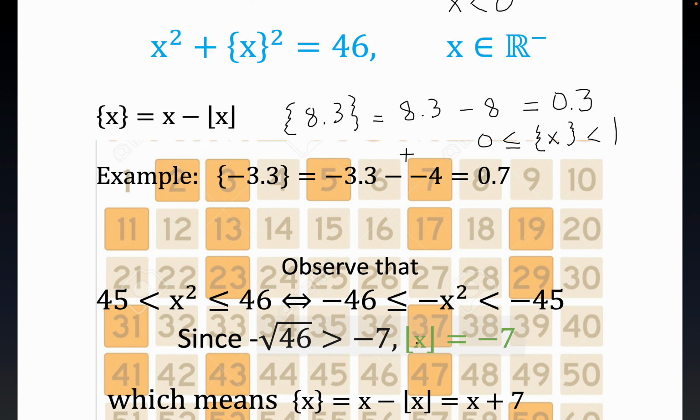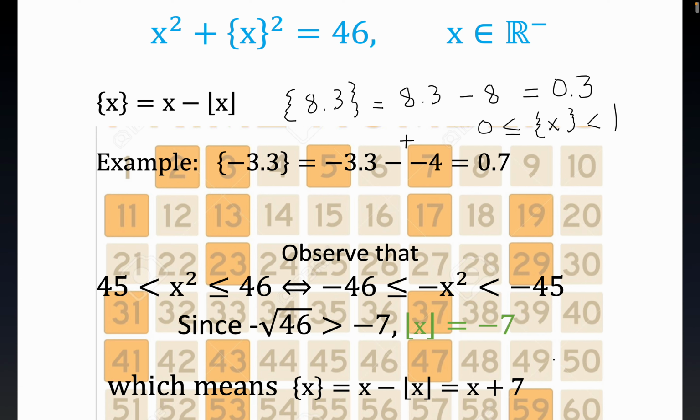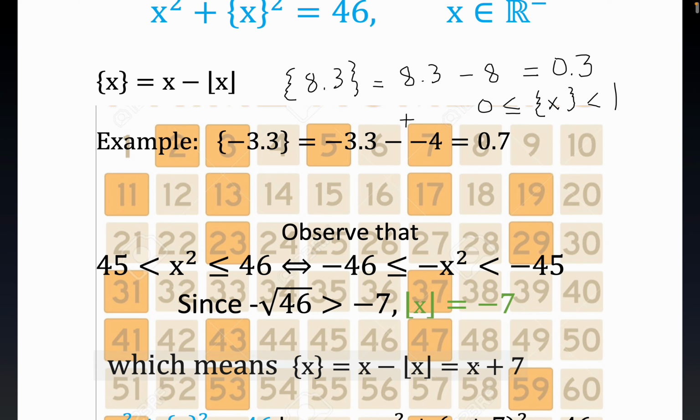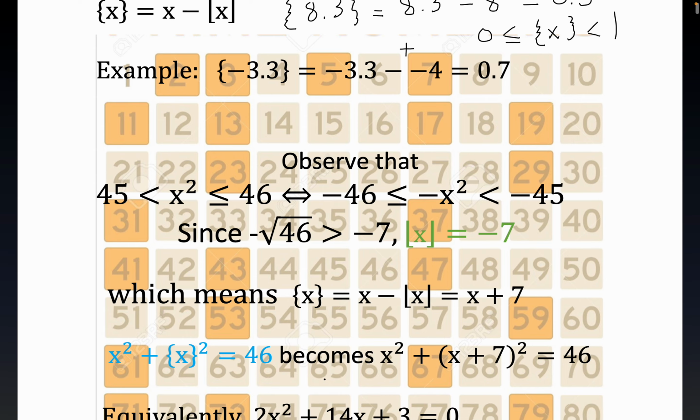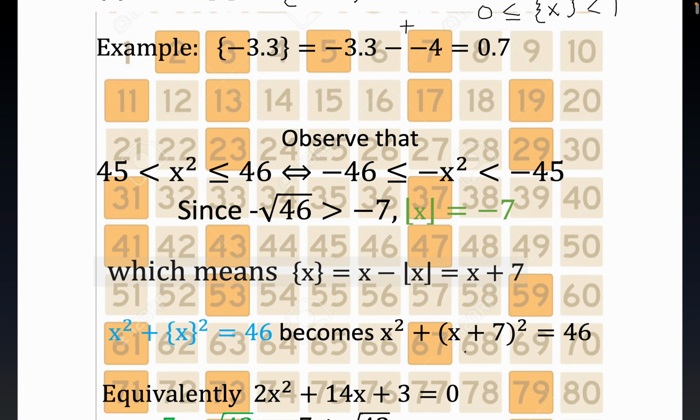That implies that the floor of such an x would have to be -7, okay? And so that means we're going to use x + 7 in place of the fractional part of x. And that's what happens right here, folks. See how we just replaced this with x + 7? That's the fractional part in the interval of interest, which is just a fairly narrow interval right here, okay?